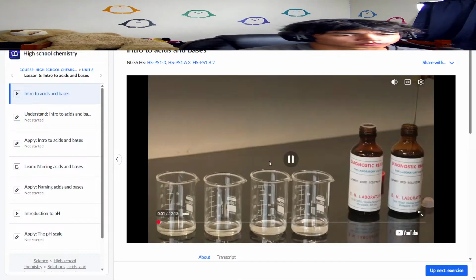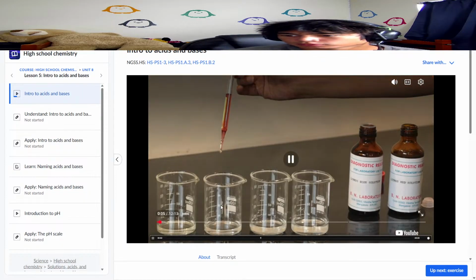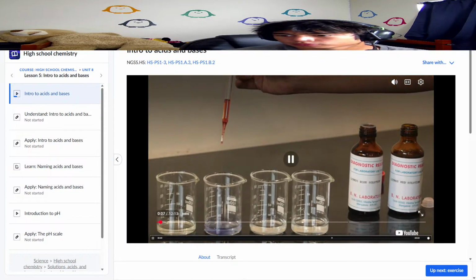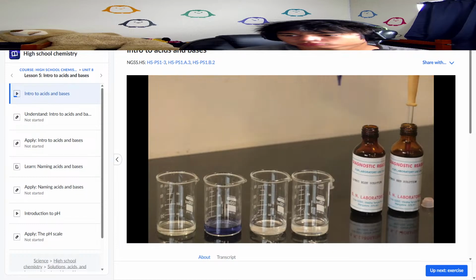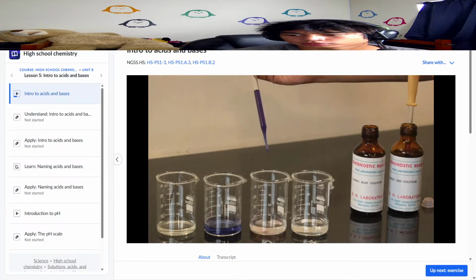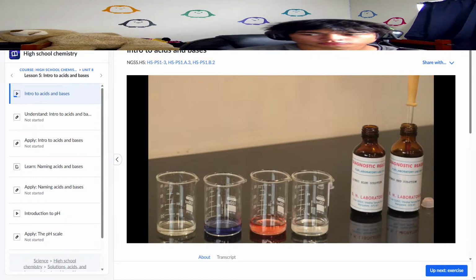Check out this cool experiment we did a while back. I take some red color solution, put it in a transparent solution, and it becomes blue. What's going on? Now I take a blue solution, put it in a transparent solution, and it turns red. Again, it looks like magic. It's not magic, it's the chemistry of acids and bases. And that's what we're going to explore in this video.